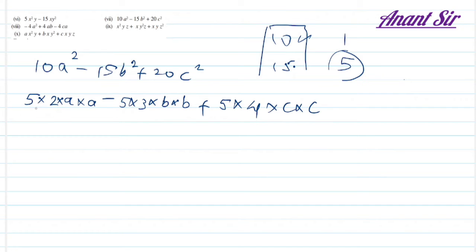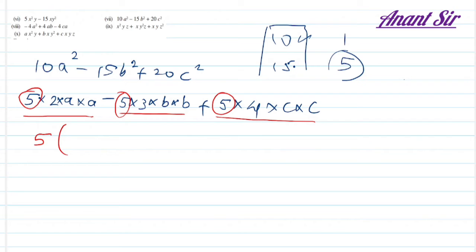So now in the three terms, sorry, what is common in all the three terms? I can take 5 common, so I am taking 5 common. Now there is a in the first term, b is in the second, c is in the third, so I cannot take anything common now, no other number or no variable.